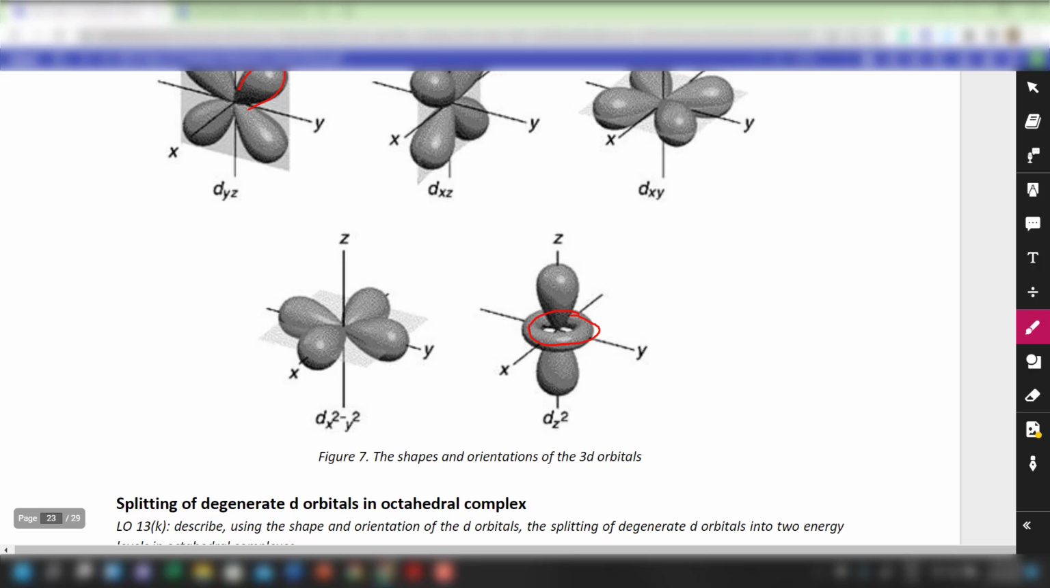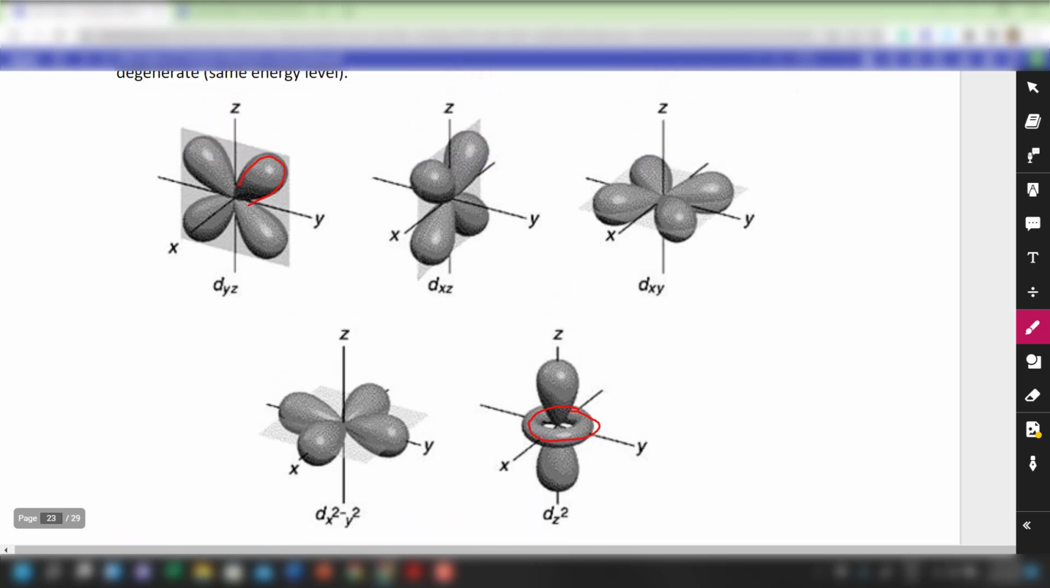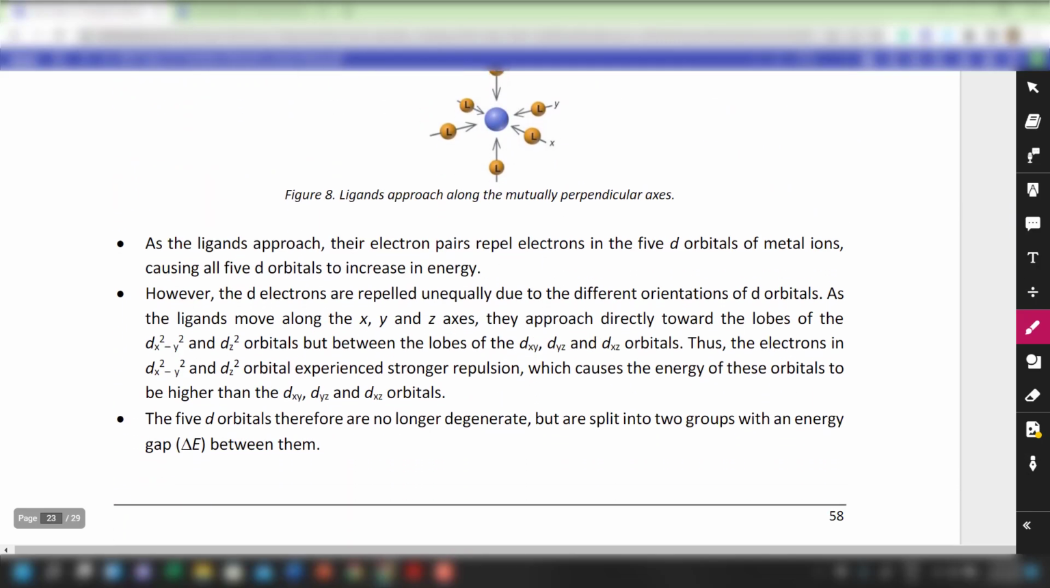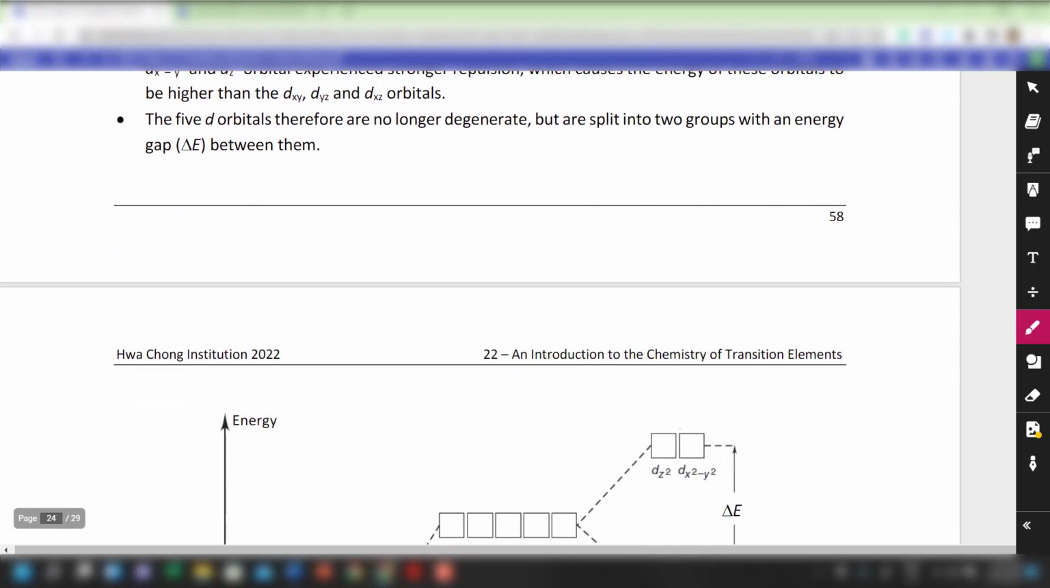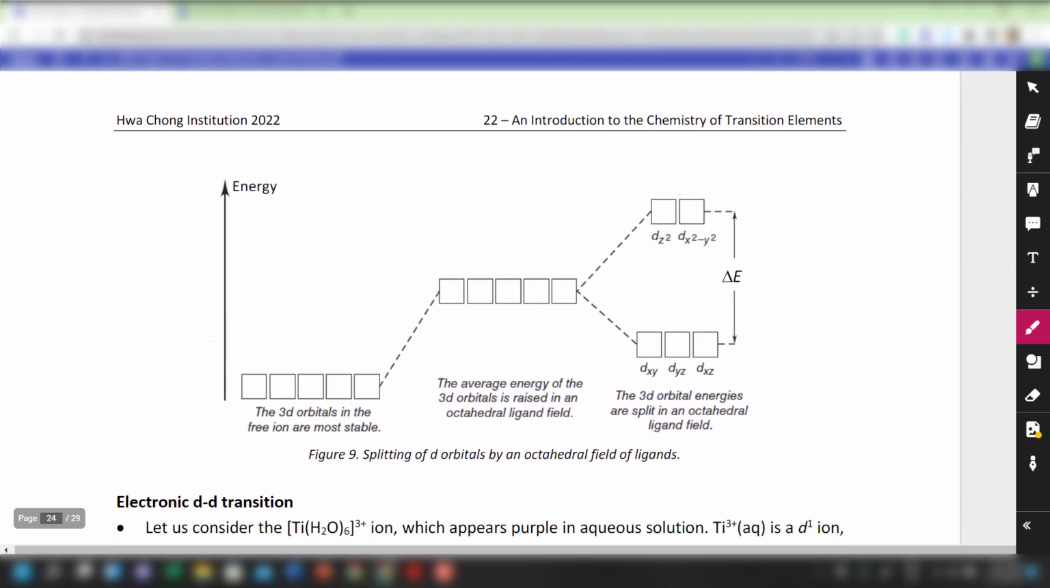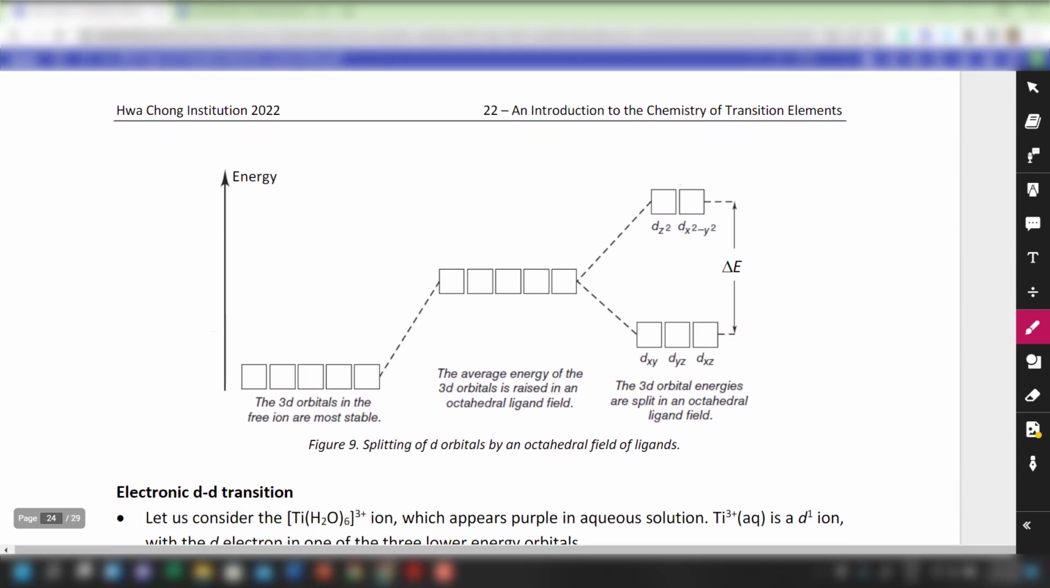That is dz squared and dx squared minus y squared. They are repelled to a greater extent as compared to the electrons in the d orbitals occupying dyz, dxz, and dxy. So if you are able to understand that, then you'll be able to understand why they are split into 2 sets of energies, with dz squared and dx squared minus y squared at a slightly higher electronic energy as compared to dxy, dyz, and dxz. So this is what we call an octahedral field.